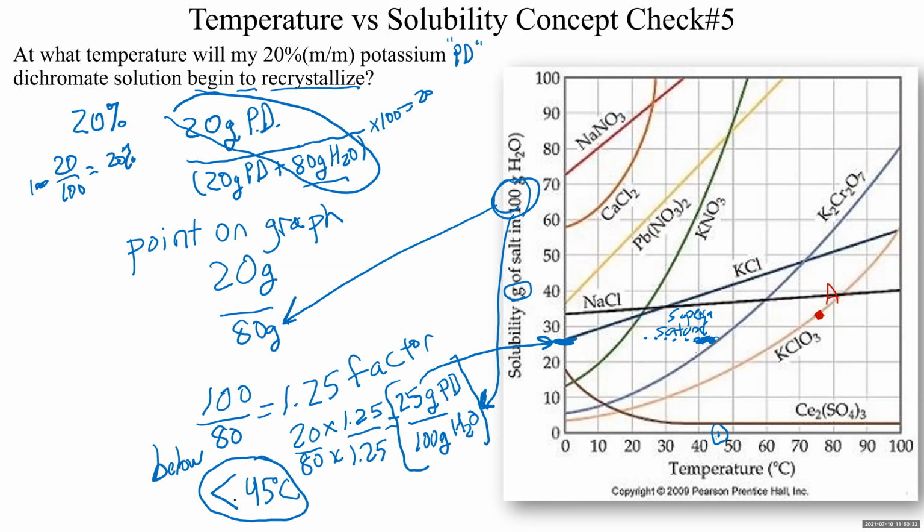Any temperature below 45 degrees Celsius, that's when you can expect to start seeing recrystallization, because that's the point at which you will have a supersaturated solution. 45 is the border, it's the limit. It's once you get past that limit that you reach supersaturation. That's what I wanted to say. I knew I had one more thing to mention there.